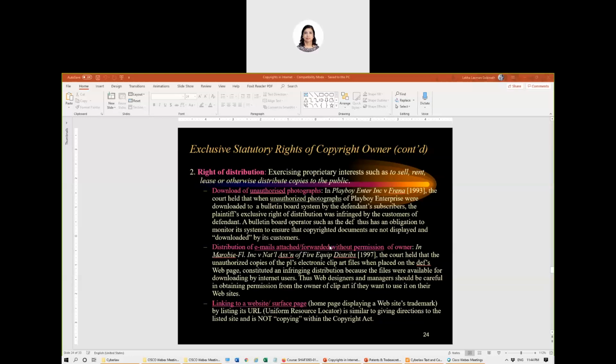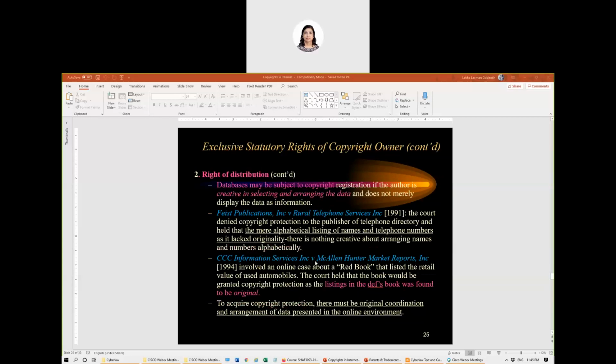However, if the linked website has a lot of infringing copyright material, then you can potentially be liable for copyright infringement. Just the mere linking is not copying. If you put the link of another website, that's not copying. But by clicking, you go to the other website, and if the other website has infringing copies, then it could be problematic.